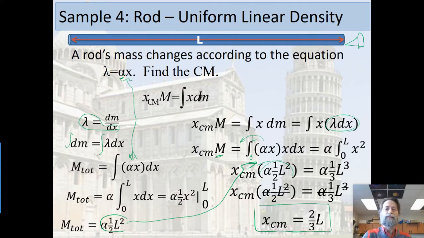Again, doesn't it make sense that if this has a constant increase in mass across the rod, that somewhere around 2/3 of the rod, this heavier end is going to balance out with the other 1/3 of the rod, because that's where our center of mass would be.